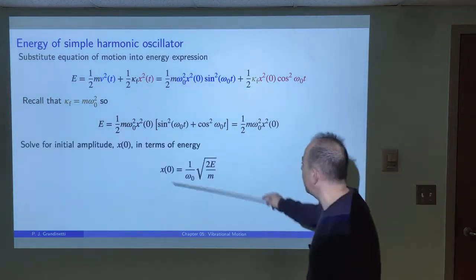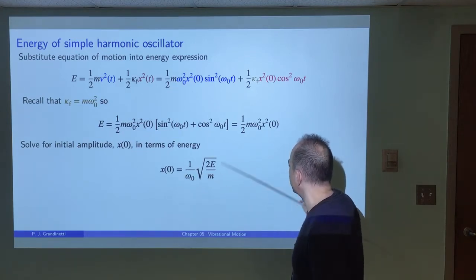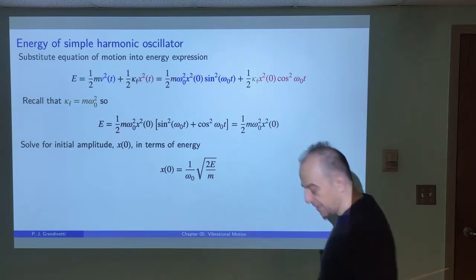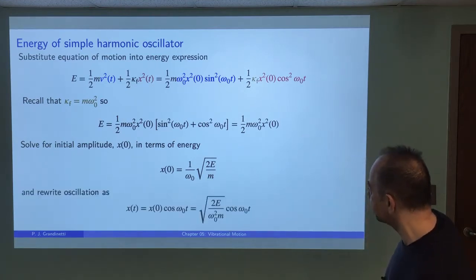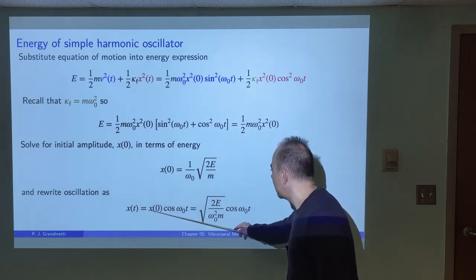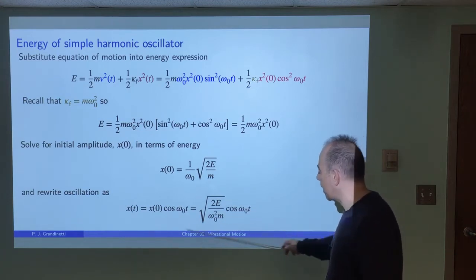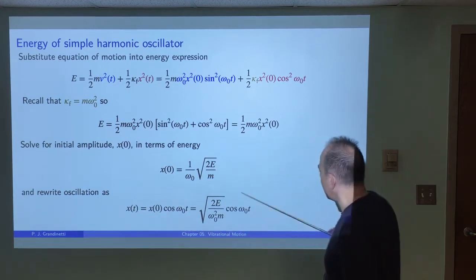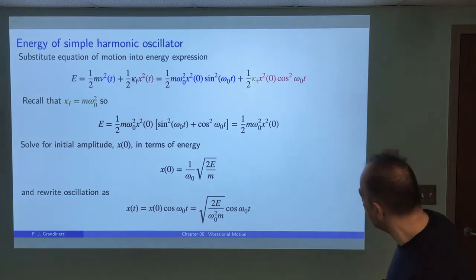So I can redefine the problem, solving for the initial position in terms of the energy, the mass, and the natural resonance frequency for this spring. So I can take the equation where this was my x naught, and substitute this in, and now I have an expression where the position as a function of time is written in terms of the total energy. Okay, and that will be useful later on in the course.